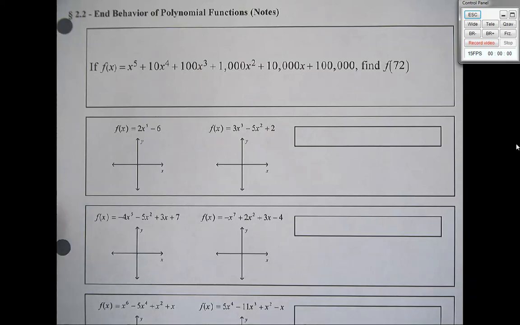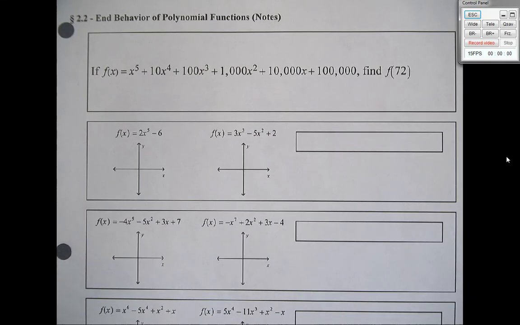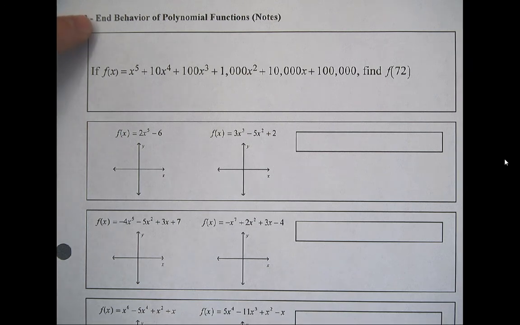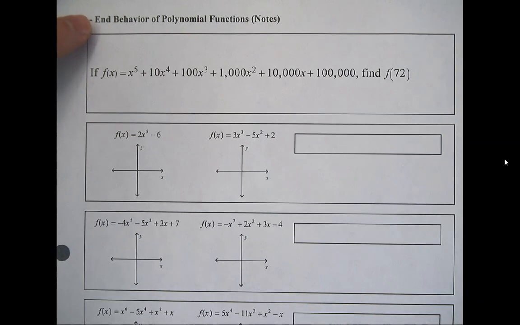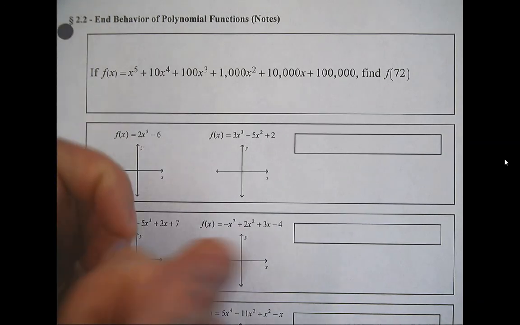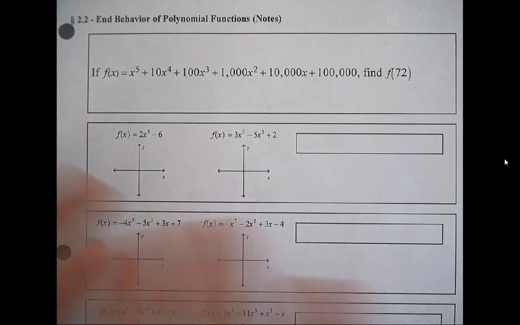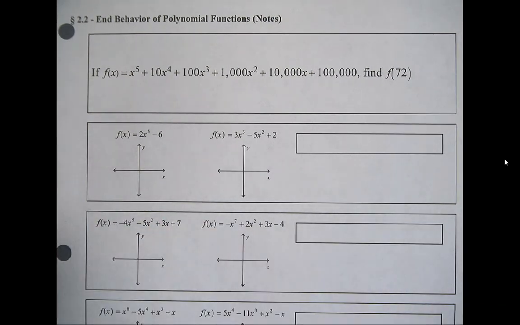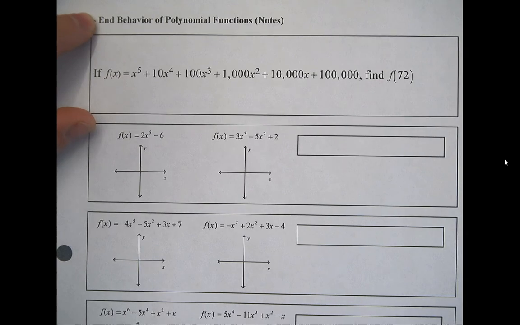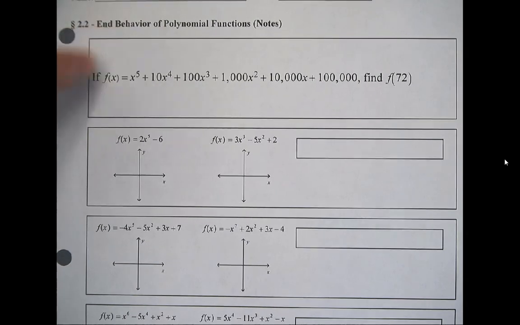Hey folks, today's topic is end behavior of polynomial functions. The idea here is we're trying to talk about what's happening to our graph as x goes towards positive infinity or as x goes towards negative infinity. What's happening at the extreme ends of our graphs. That's what I mean by end behavior. And today we're only looking at polynomials.